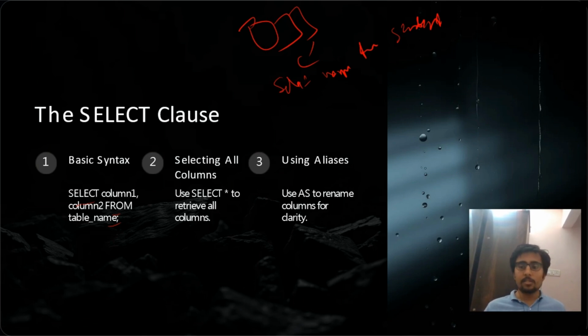Now, asterisk you can use if you want everything. For example, I wanted name, so I wrote name. In this way, if you want all the records, you can write select asterisk. You can call this a star symbol as well, but the scientific name of this is asterisk. So this is how we pronounce it.